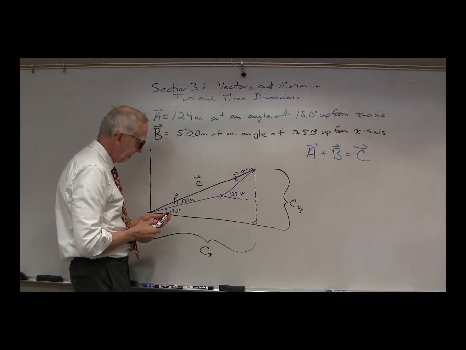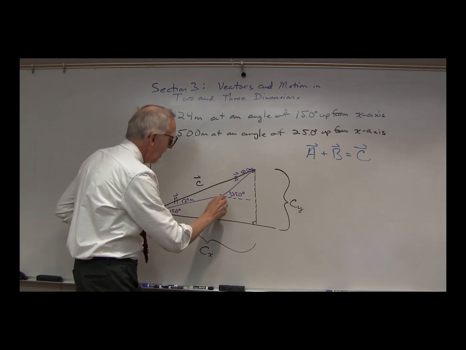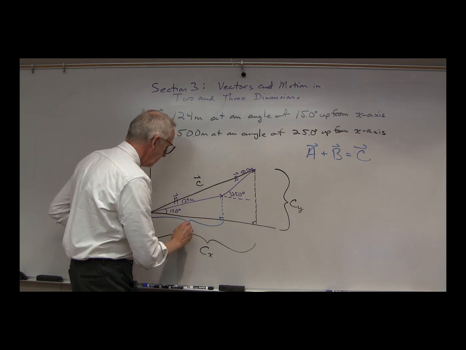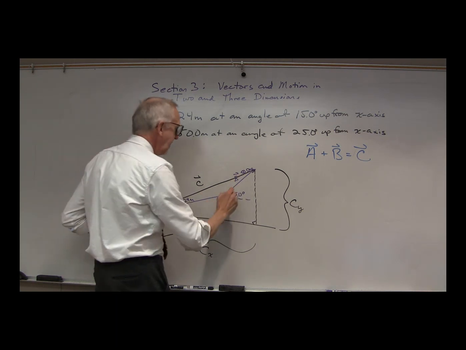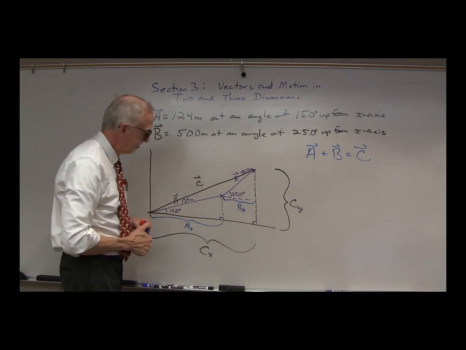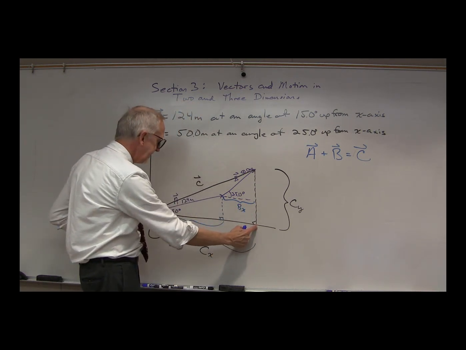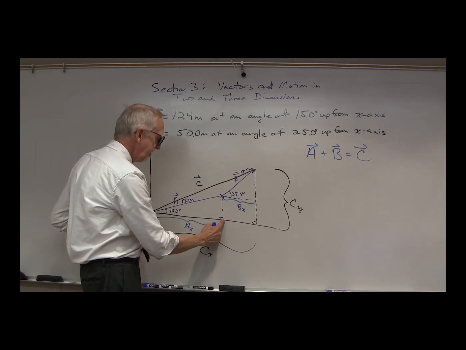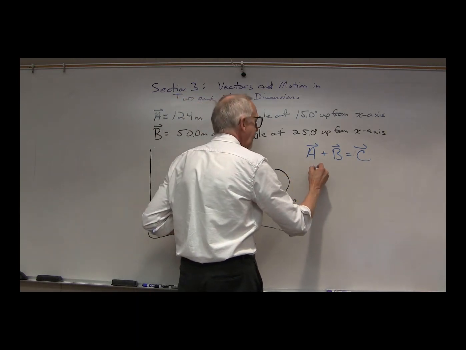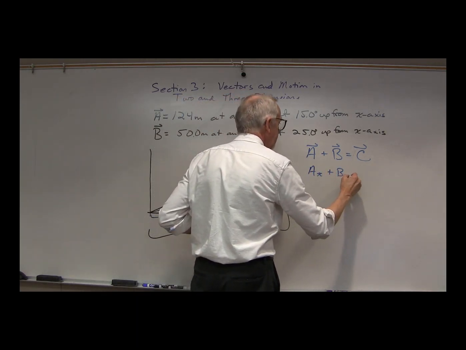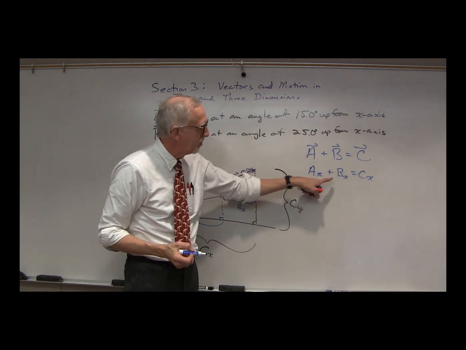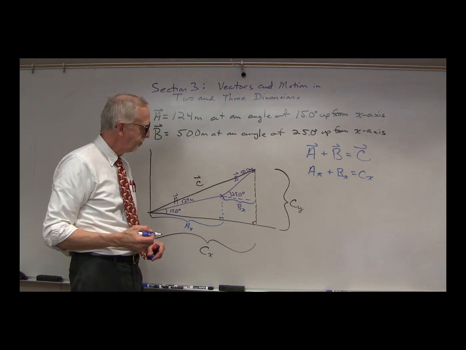Well, let's look at A. If we could figure out the x component of A, and then the x component of B, what do we notice? The x component of C is exactly equal to the x component of A plus the x component of B, so that we have that AX plus BX equals CX. The sum of the x components of A and B give us the x component of C.